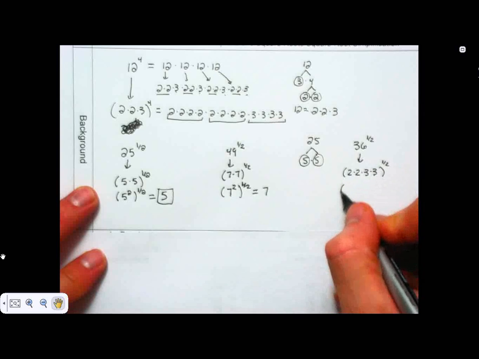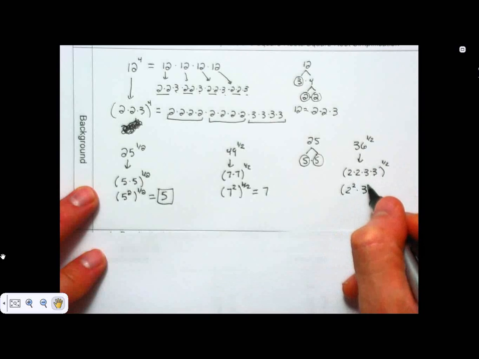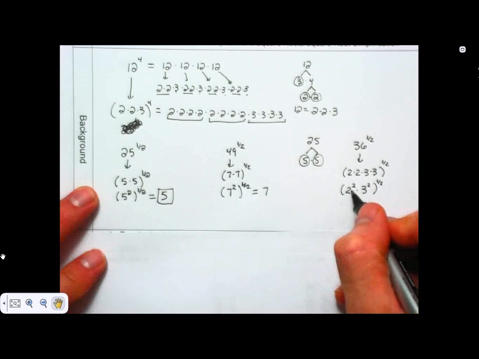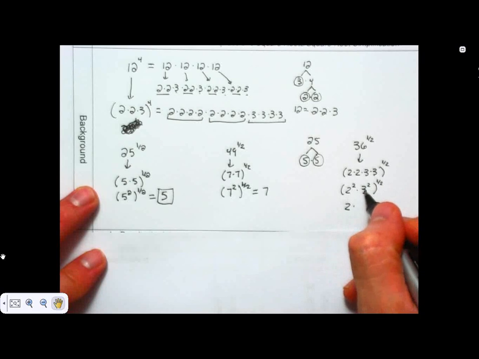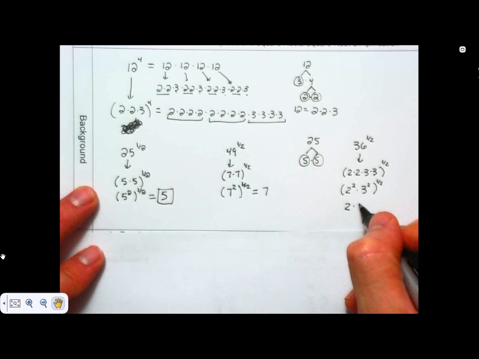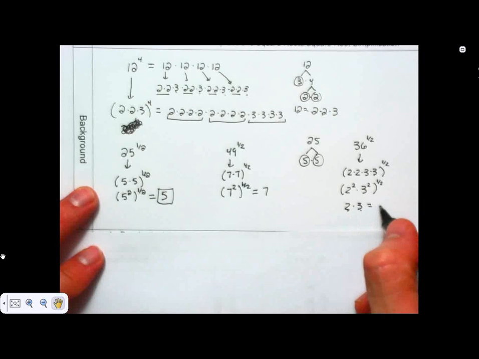Which means that I have 2 squared. I've got 2 factors of 2 and 2 factors of 3. So if I take half of my factors of 2, that leaves me with 1, 2. If I take half of my factors of 3, that leaves me with 1, 3. So overall, I'm left with 1 factor of 2 and 1 factor of 3, which is 6.